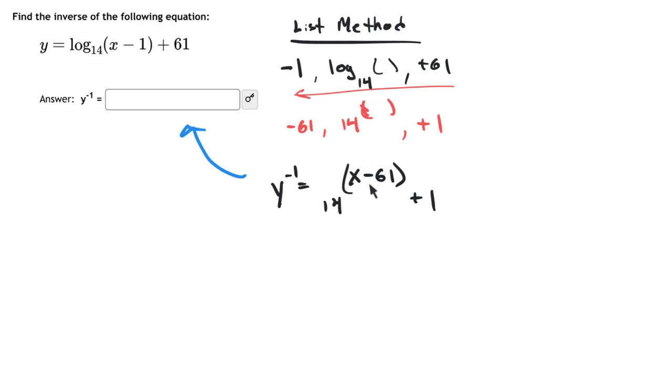Notice that inside here is x minus 61, not x plus 1, because that's what a lot of students do. They'll take this minus and they'll just switch it to a plus. They'll take that plus and just switch it to a minus, but the order has to completely switch.